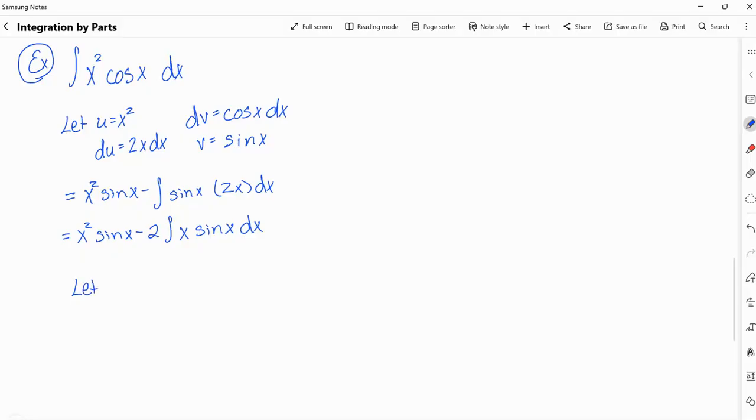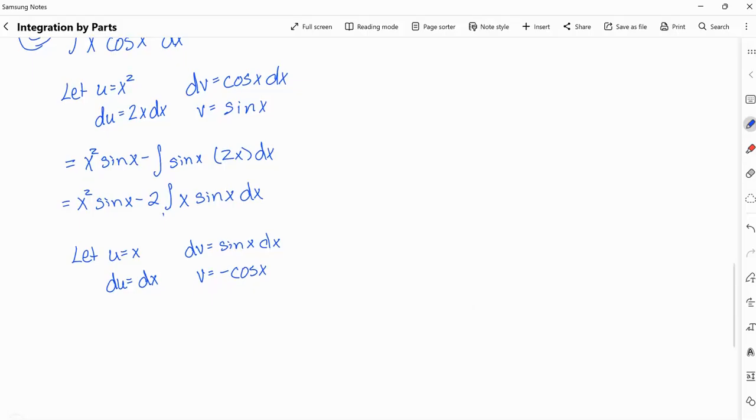So let's choose a u. We're trying to integrate this guy. So again, we're going to pick the algebraic piece. So dv is going to be that trig piece. It's the leftovers. Let's pick du. The derivative of x is 1 dx. And then if I integrate to get v, when I integrate sine, I'm going to get negative cosine of x.